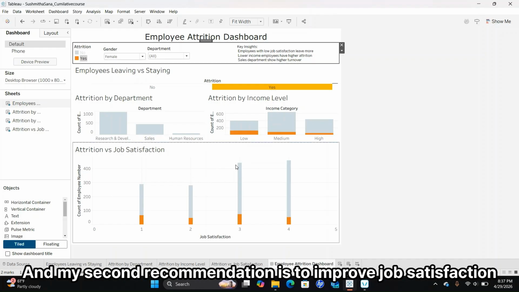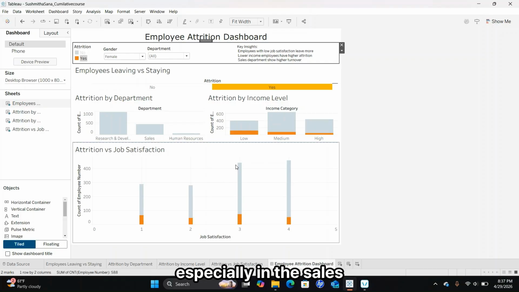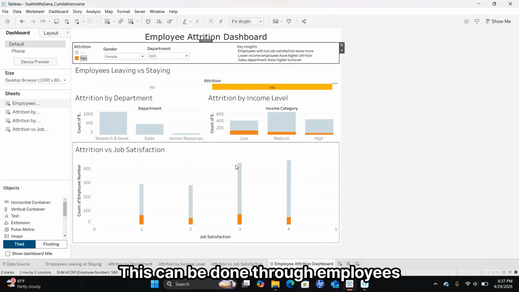And my second recommendation is to improve job satisfaction across all the departments, especially in sales. This can be done through employee recognition programs, career development opportunities, and better management support.